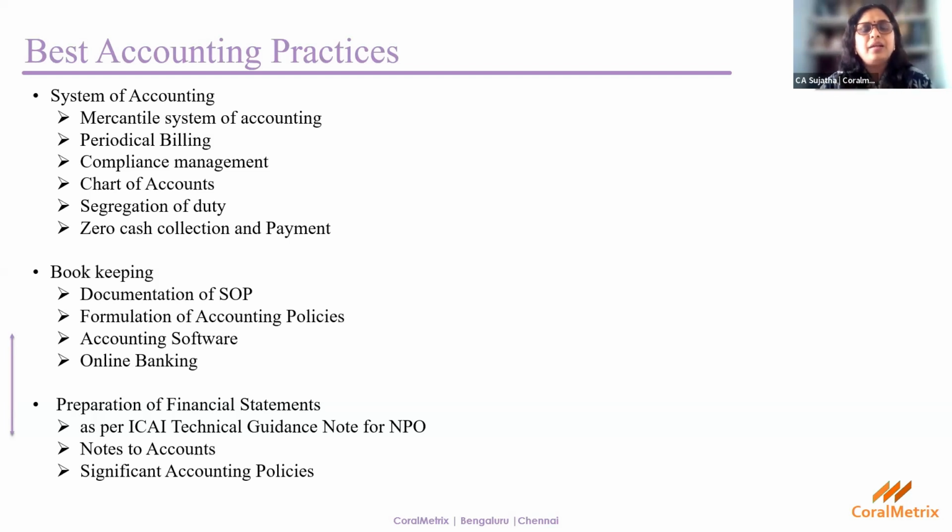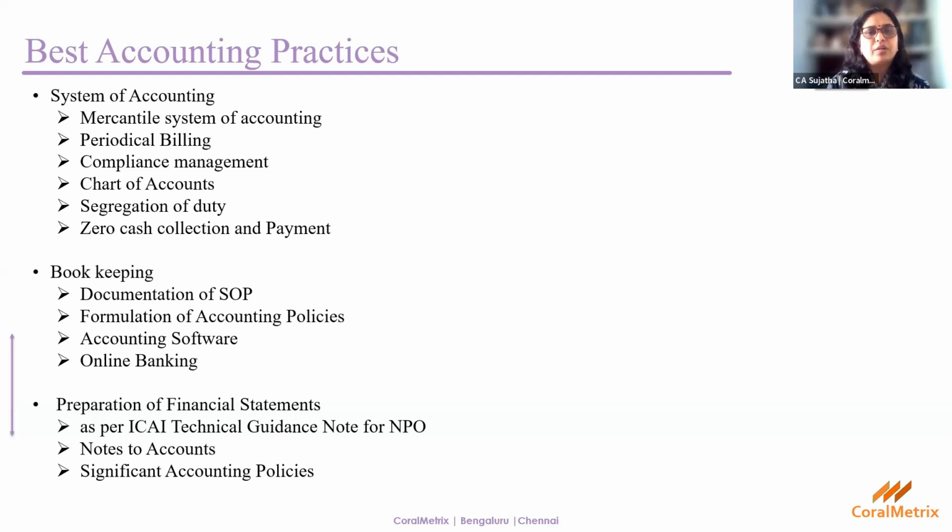And the last but not the least is what is the management policy in terms of collection of cash and payment of cash. So beyond a certain prescribed limit, the cash book should not have the balance. So these are some of the important aspects and best practices which the Resident Welfare Association should follow.